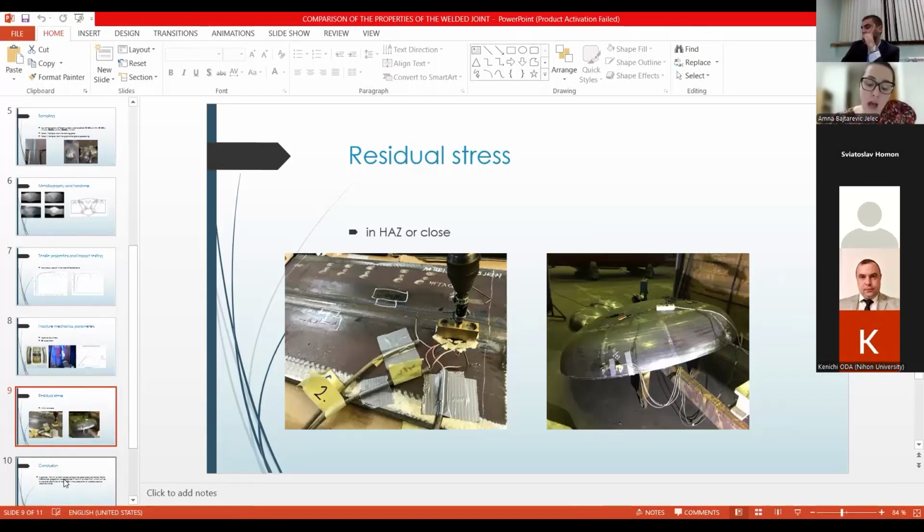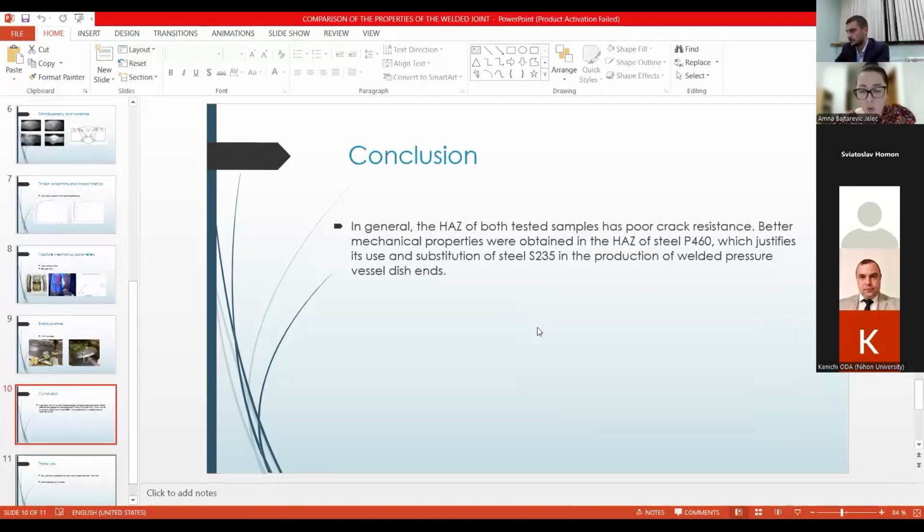Residual stress measurements were performed in the heat affected zone or areas close to the heat affected zone. Residual stress was measured on samples before plastic deformation and after plastic deformation. Samples before plastic deformation, shown in the left figure, have the highest level of residual stresses in the initial samples, and samples after plastic deformation, the right figure, show a decrease in the level of residual stresses due to incremental deformation. So we can talk about many conclusions, and I can mention some of them.